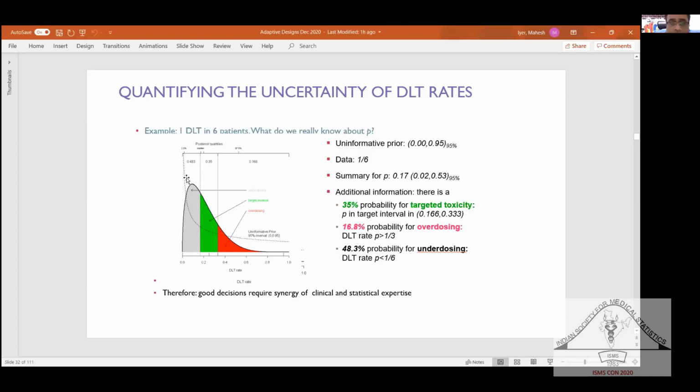So if you had this information, what would you do? Would you say I should stick to this dose level, or would you say I can go to the next dose level? Anybody have an opinion? If the probability of targeted toxicity is 35%, underdosing is 48%, and overdosing is 17%, would you like to stop here or go to the next? What would your recommendation be?